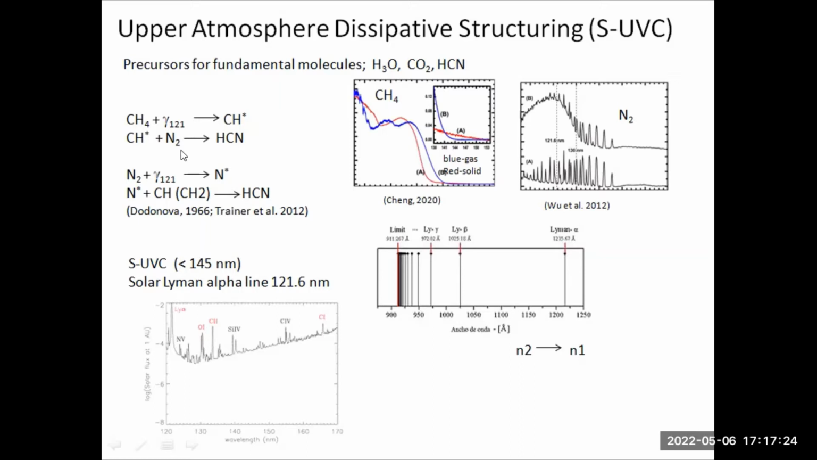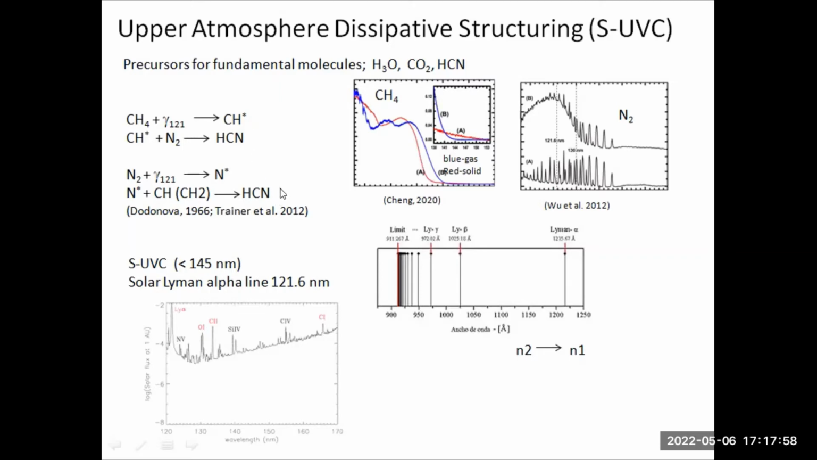Nitrogen is also a very common gas in the atmosphere, so I should actually have it here. And it can form then hydrogen cyanide. Or we can go the other way around. We can excite nitrogen with this 121 nanometer line, this nitrogen molecule, form an excited nitrogen atom, which can attack CH or CH2, which could be formed from these reactions, for example. And then that going again to hydrogen cyanide.